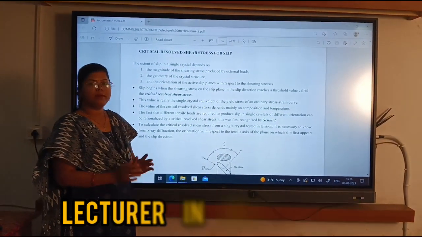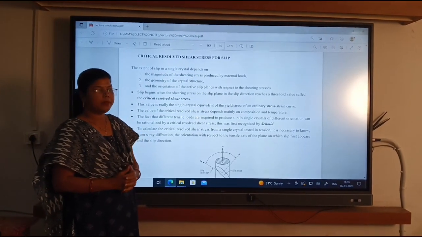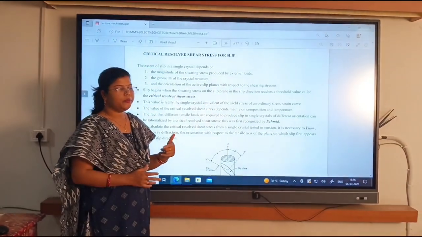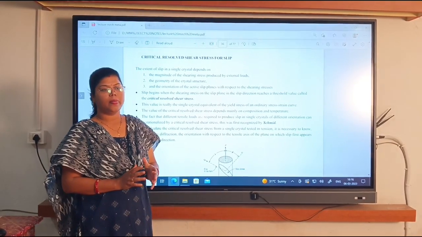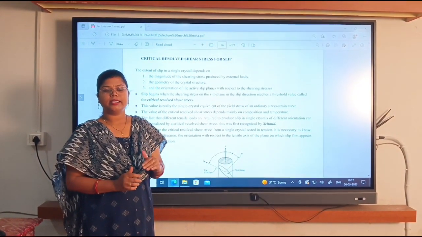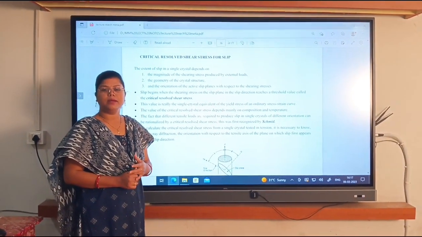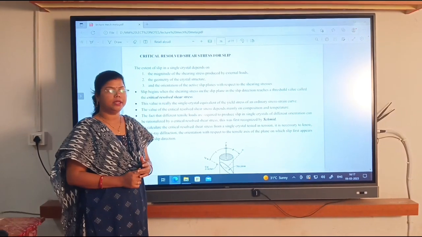Whenever we talk about slip, there are many factors on which slip depends. Basically, slip occurs only when we apply an external load. That external load must be higher than the internal energy of that particular sample or material.